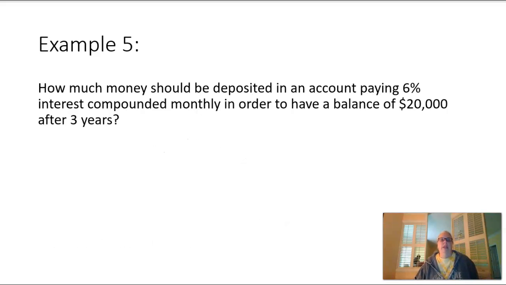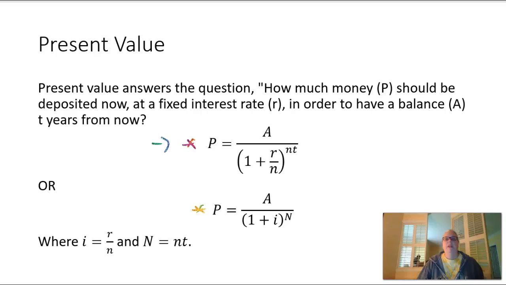Alright, so last example here. How much money should be deposited in an account paying 6% interest compounded monthly in order to have a balance of $20,000 after 3 years? Okay, 6% tells me my interest rate is 0.06. The balance is $20,000. This is A. This is the amount that I want to have in my account. And then the years here, this is my T. Okay, so using that top formula there, we need to know P, the principal. What do we have to have right now to invest?